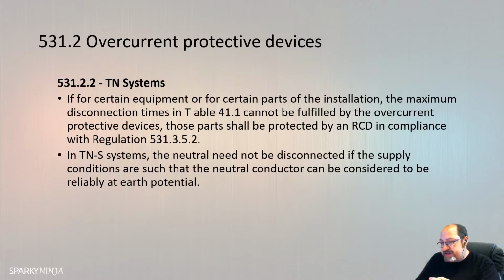It then says, in TN-S systems, a neutral need not be disconnected if the supply conditions are such that the neutral conductor can be considered to be of a reliable earth potential, so of significantly low impedance between neutral and earth. So the TN system, obviously where we have the link between the neutral and the earth supply at the intake position, as long as we can assure that that significantly low impedance is there, then we do not have to have an isolating device on neutral, because there's no potential voltages there.